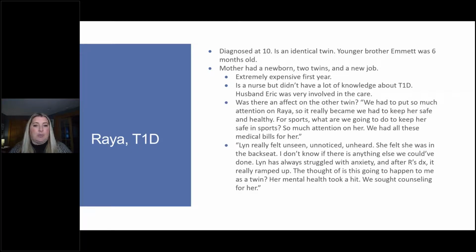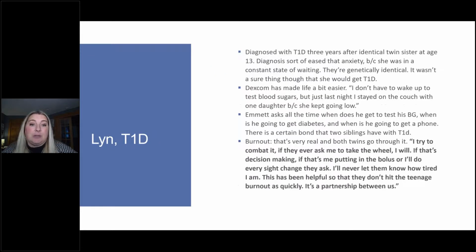Again, that other twin struggled with anxiety. The thought always was, when is this going to happen to me? And her mental health took a hit, and luckily they were able to bring her to a therapist. That twin was actually diagnosed with type 1 diabetes 3 years later after her identical twin, and the mother actually said that relieved some of the anxiety. But the third child always asks when he's going to get diabetes or when can he test his blood sugar. So again, just alternating dynamics always.